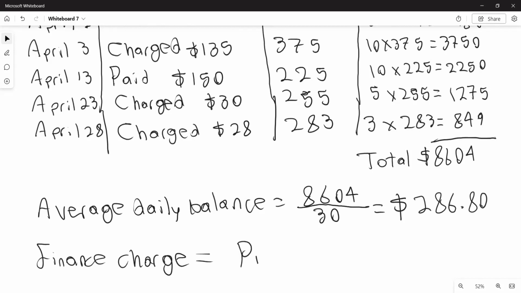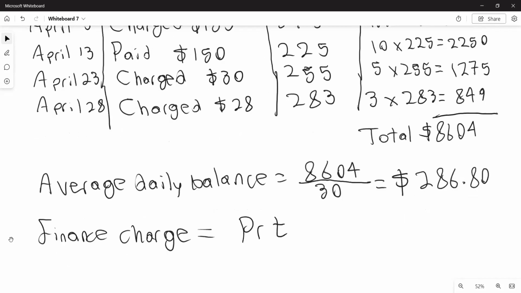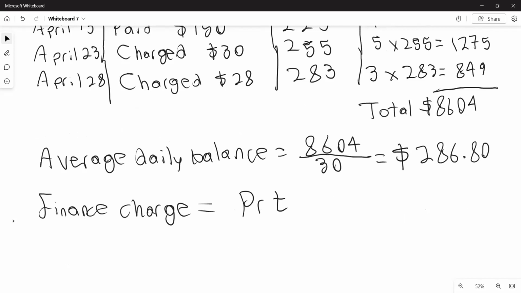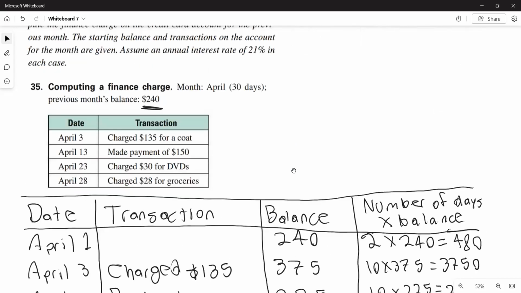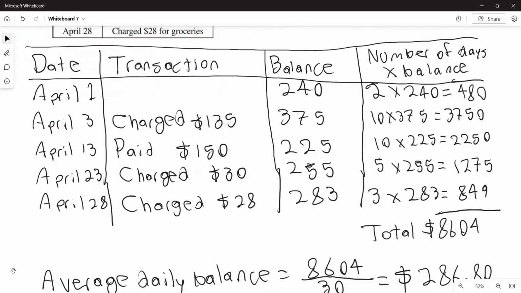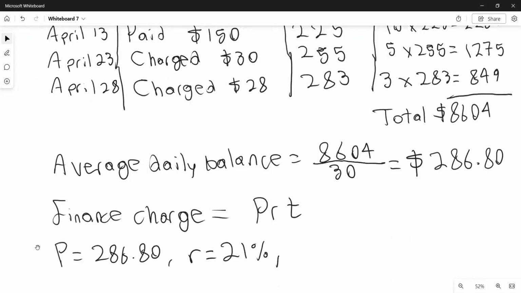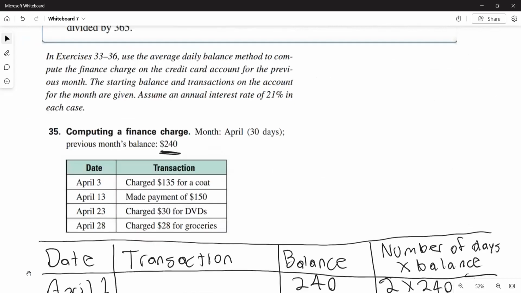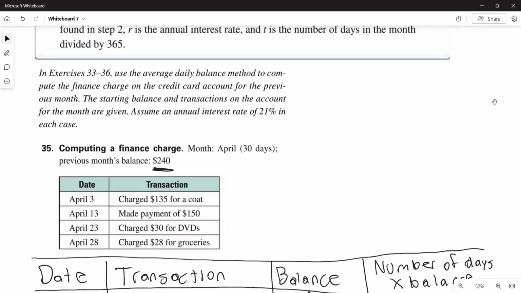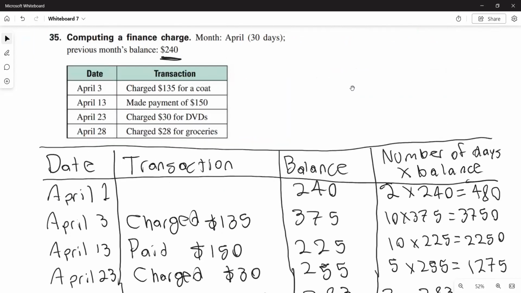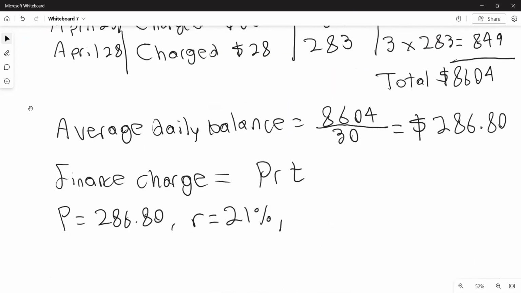And the finance charge is PRT, where P is the average daily balance, R is the interest rate. So in the statement, it says that the annual interest rate is 21%. And T, with the average daily balance method, is the number of days in the month divided by 365. If April has 30 days, T is going to be 30 over 365.